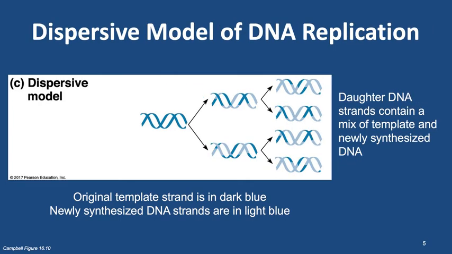And then the dispersive model, this one I laugh at a little bit. It was a possibility, but it's basically the idea that the daughter strands are basically just mixtures of the parent strands and newly synthesized DNA. And so in this case, I don't know exactly how this would work. It certainly doesn't work with our current model of how DNA is replicated. But at the time, it was a possibility based on the knowledge at that time.